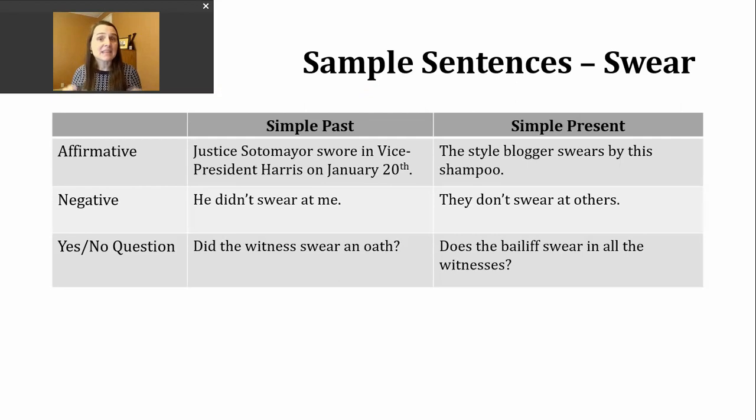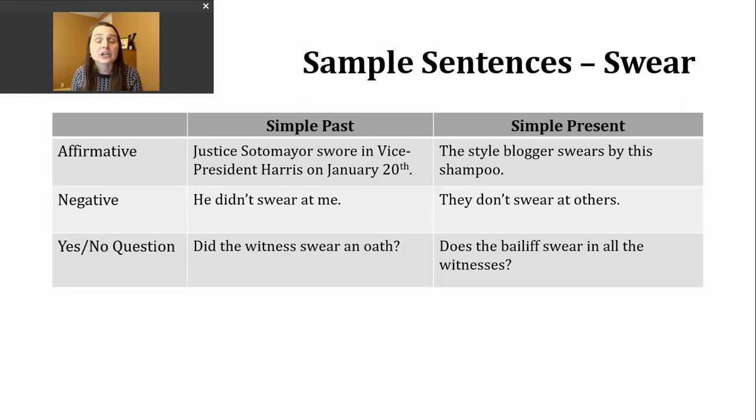Sometimes it's stated in the sentence, right? Just like in our previous example with President Biden, which we noted yesterday. But sometimes it's not stated in the sentence because it's understood as part of a conversation or as part of a longer text or passage. To make an affirmative sentence in the simple past tense, I'm going to use my irregular form of swear, which is swore, and I'm going to use this form no matter what my subject is.